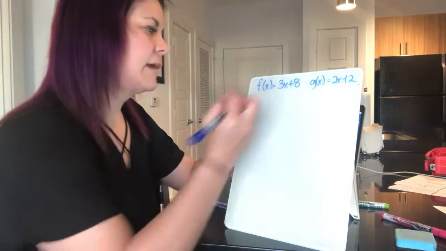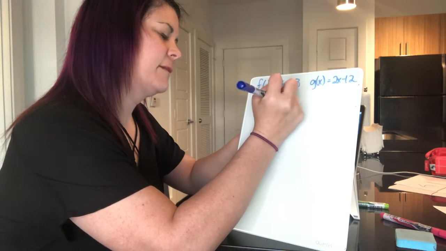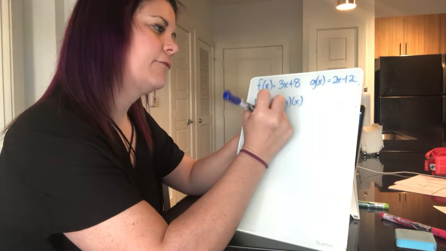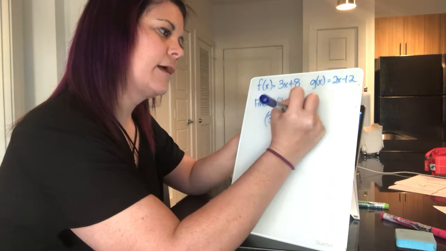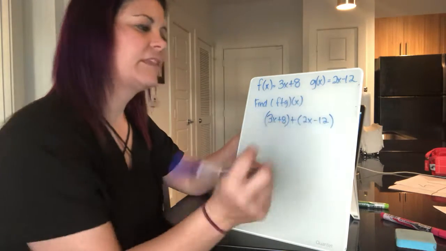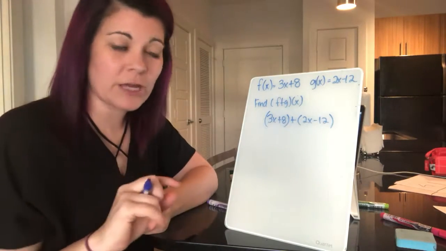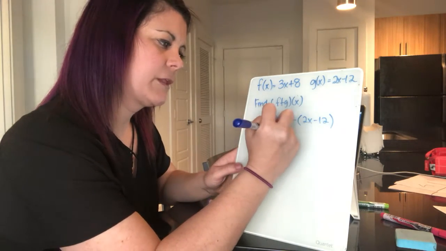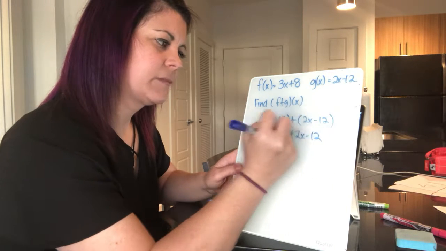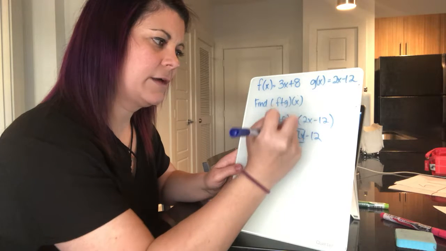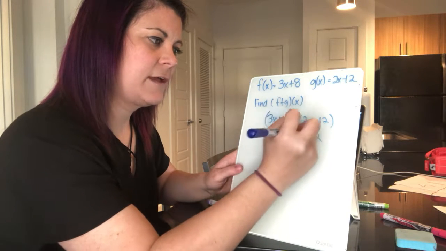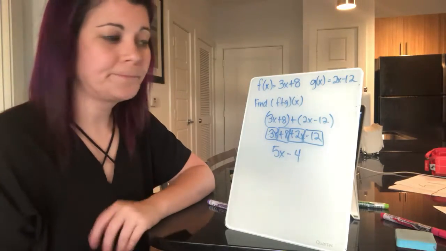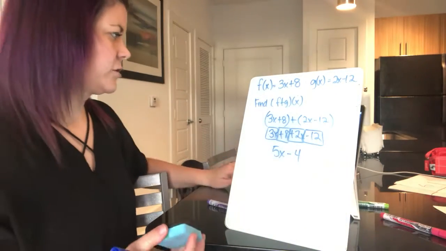And I say find f plus g of x, which basically means that I'm going to add both of these polynomials. So we have 3x plus 8, which is one polynomial, plus 2x minus 12. The parentheses will be important, especially with subtraction. With this, it's just addition, so I can just drop the parentheses and then combine like terms. 3x plus 2x is 5x, and then positive 8 minus 12 is negative 4. So we just combine them and we get 5x minus 4. That is how you do the addition of functions.